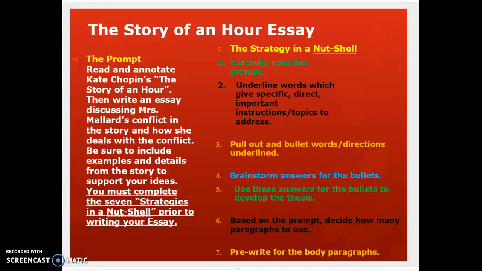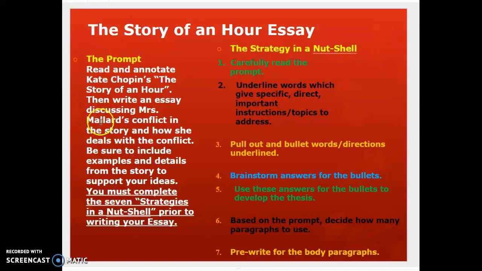You'll notice that part of the directions say to write an essay. That tells you this needs to be multiple paragraphs long. So one of your bullet points might be essay, and then you might put directions out to the side of that for number 4, where you brainstorm answers for the bullets. You might write a note that this probably needs to be 4 to 5 paragraphs long.